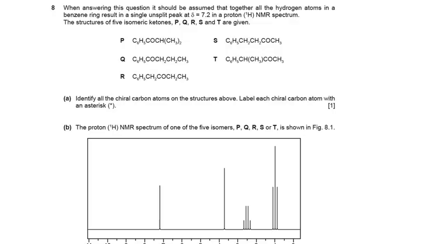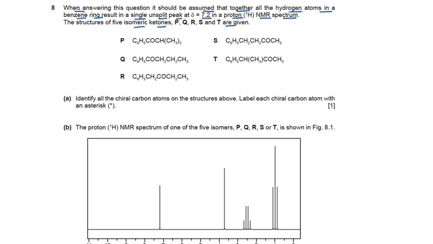2 questions. So here is question 8, which is based on NMR, and it says when answering this question, it should be assumed that together all the hydrogen atoms in a benzene ring result in a single unsplit peak at 7.2 ppm in a proton NMR spectrum. The structures of 5 isomeric ketones P, Q, R, S and T are given here.